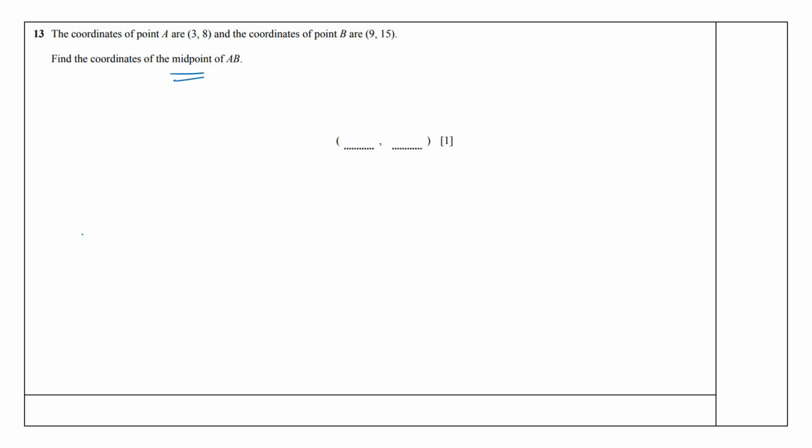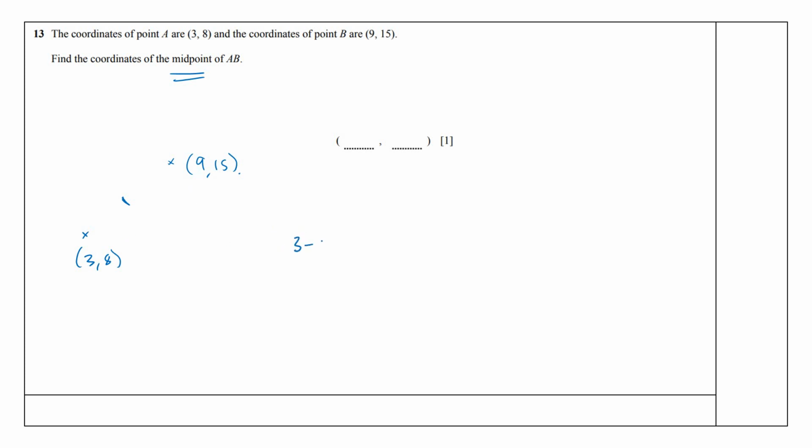A midpoint is halfway between them. A good idea would be to try and get an idea of what they might look like. So you've got 3, 8, and then over and up a bit, you get 9, 15. You don't need to draw that really neatly or anything, but the midpoint would be here, halfway between. So work out what's halfway between 3 and 9.